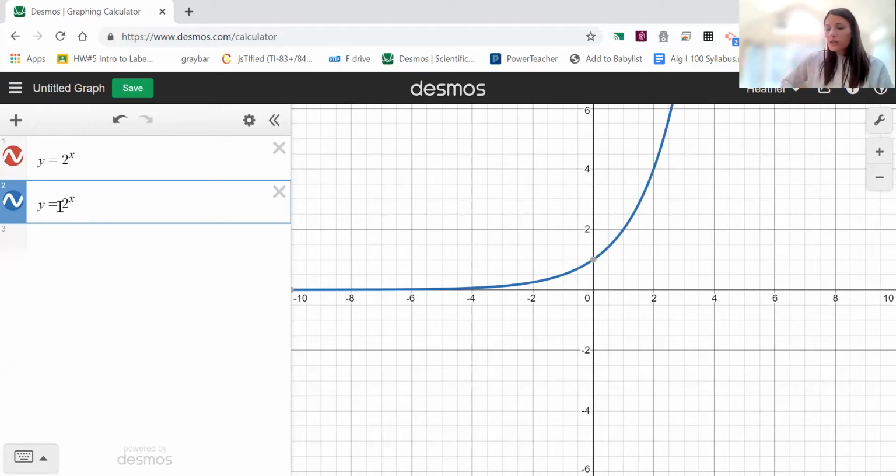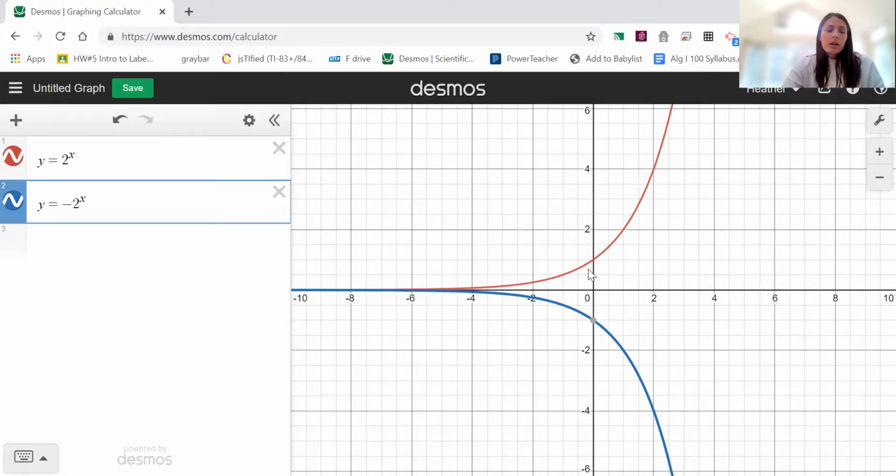Now, the first part of this investigation says, well, what if we put a negative in front of that parent function? I'm going to go ahead and do that. We're going to look and see what happens. Putting a negative in front of that function appeared to flip it, right? And it flips over the x-axis. And now that growth is going, it's upside down.